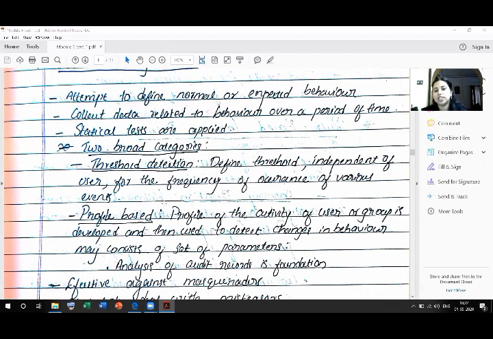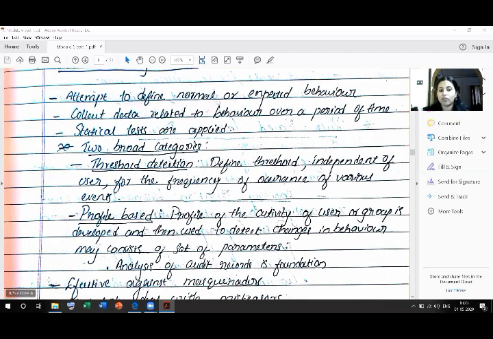In threshold detection, they define a threshold, independent of the user, for the frequency of occurrence of various events. Above the threshold, the attackers can attack the system, or below the threshold, the system is secure. Depending upon the threshold, we determine the attackers, hackers or intruders.